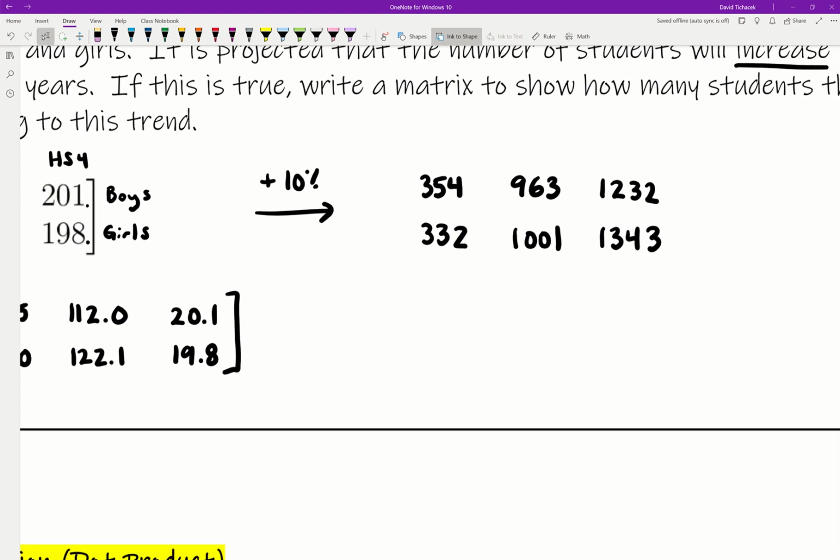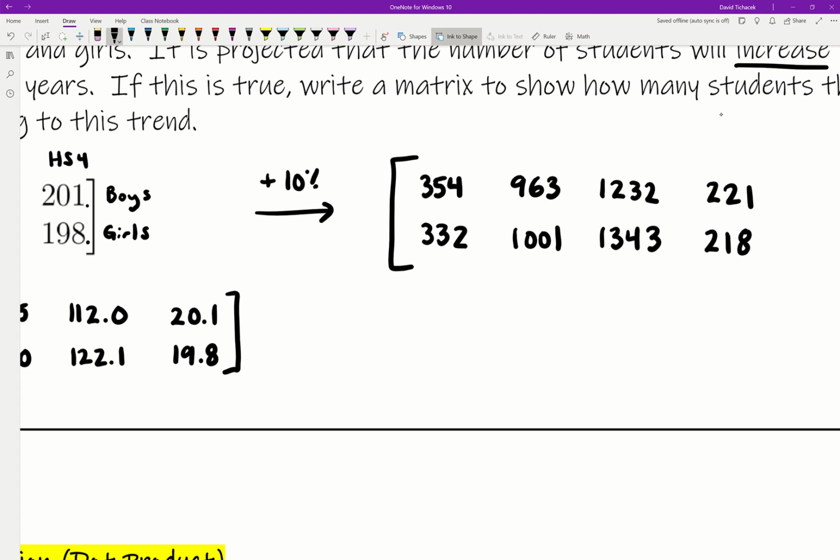And then finally in that last column, I'm going to have 210 plus 20.1. That's going to give me 221.1. I'm going to round that down to 221. And then finally, I've got my 198 plus 19.8. That's going to give me 217.8, and I'm going to go ahead and round that up to 207. Sorry, not 207, but 218 is what I'll round that up to, okay?